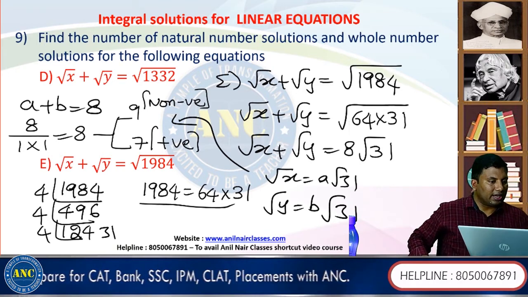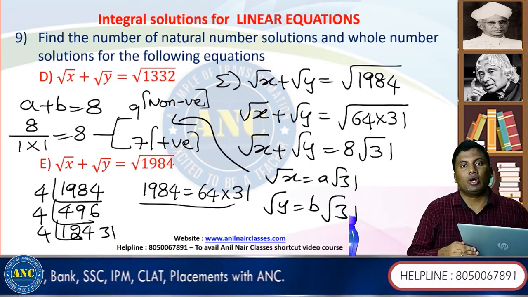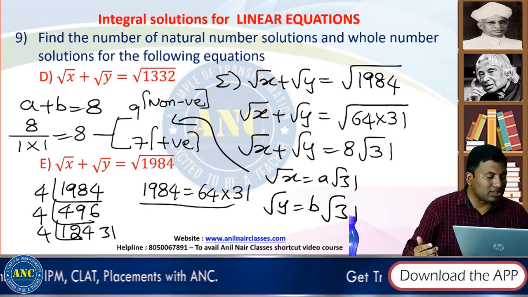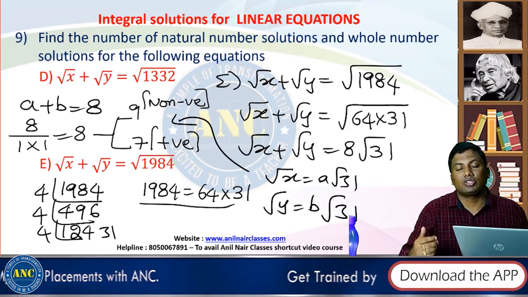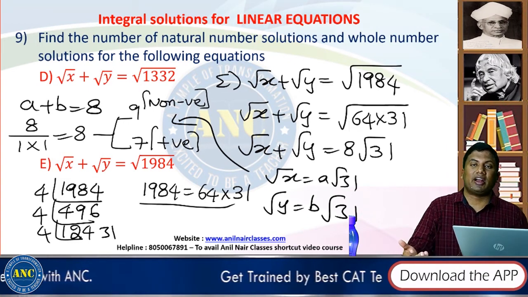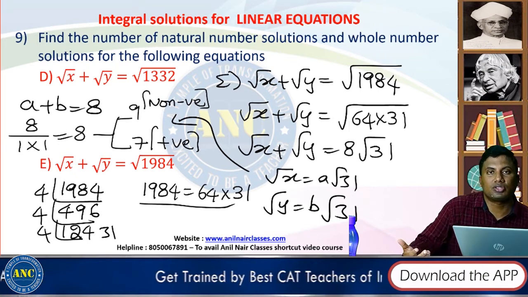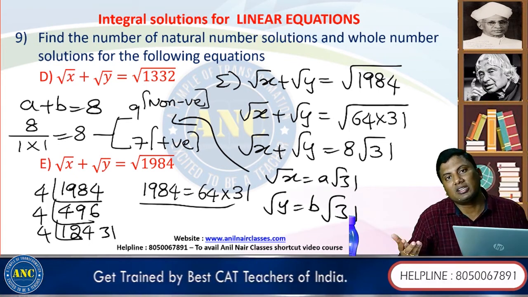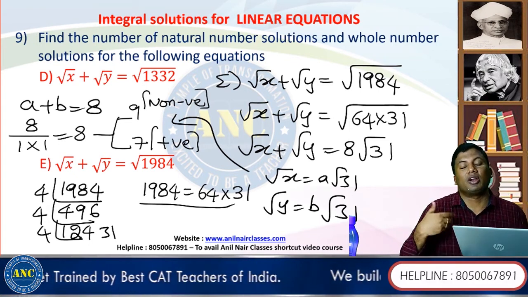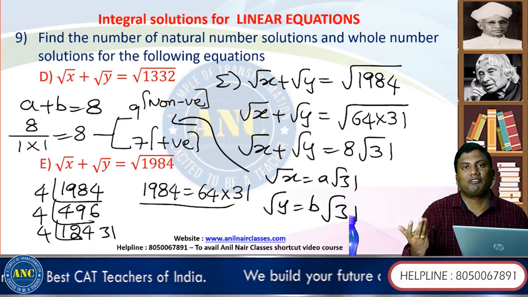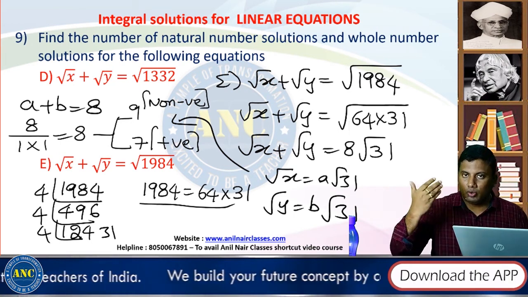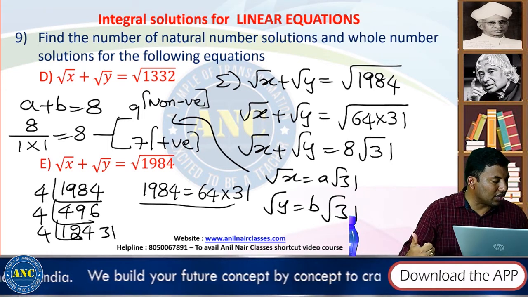Doubts? Shall I carry on? Now we discussed only when both of them are factors of right hand side. We will also see what happens if one of them is a factor of right hand side, what happens when none of them is a factor of right hand side, and what happens if the number of variables increases beyond 2. Everything we will do in a structured manner.